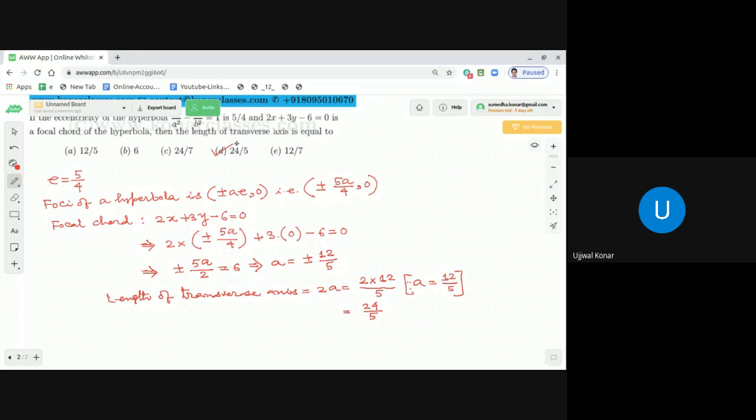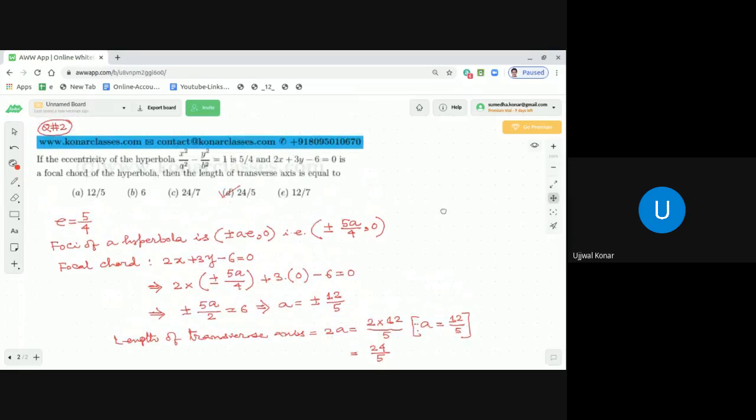I hope it is very well understood, dear students. Just have a quick look. A very fundamental question, not a very complex question. So when we took the value of a, the best logic is taking a is equal to 12 by 5. I hope things are clear and you can move to the next question. And the next question will be in front of you in another few seconds.